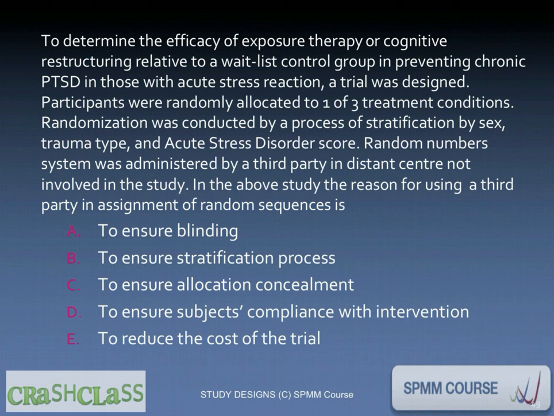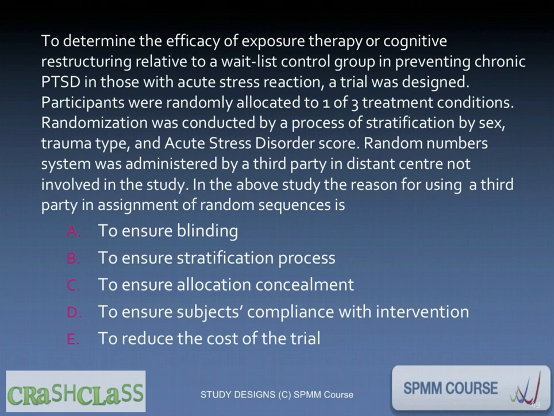Next, to determine the efficacy of exposure therapy or cognitive restructuring relative to a wait list control group in preventing chronic PTSD in those with acute stress reaction, a trial was designed. Participants were randomly allocated to one of 3 treatment conditions. Randomization was conducted by a process of stratification by sex, trauma type, and acute stress disorder score. The random number system was administered by a third party in a distant center not involved in the study.